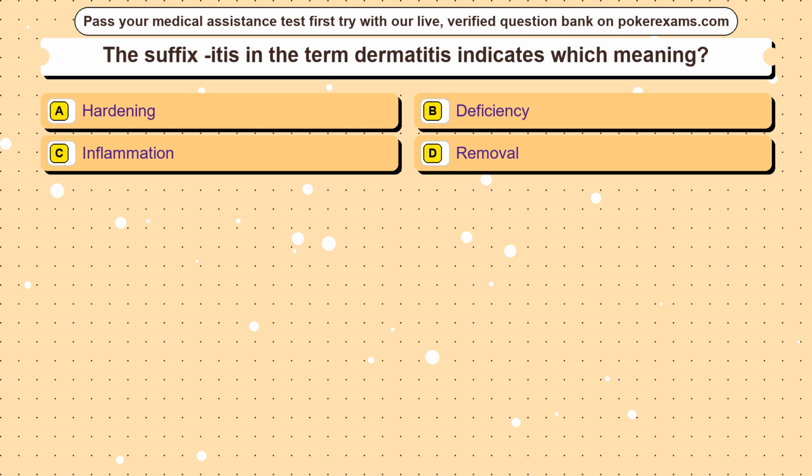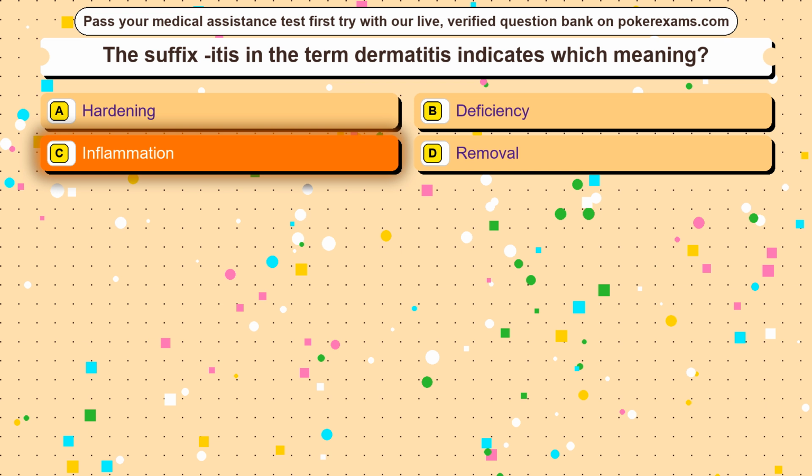Question 61. The suffix itis in the term dermatitis indicates which meaning? Option A, hardening. Option B, deficiency. Option C, inflammation. Option D, removal. The correct answer is option C, inflammation.